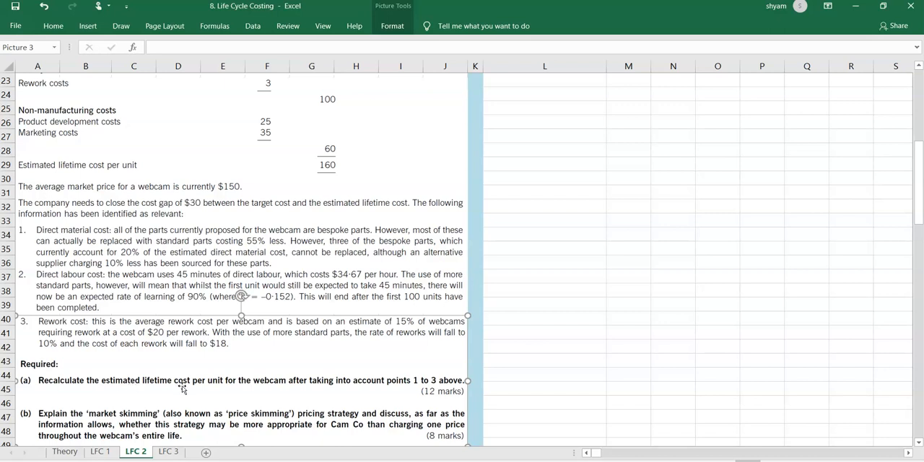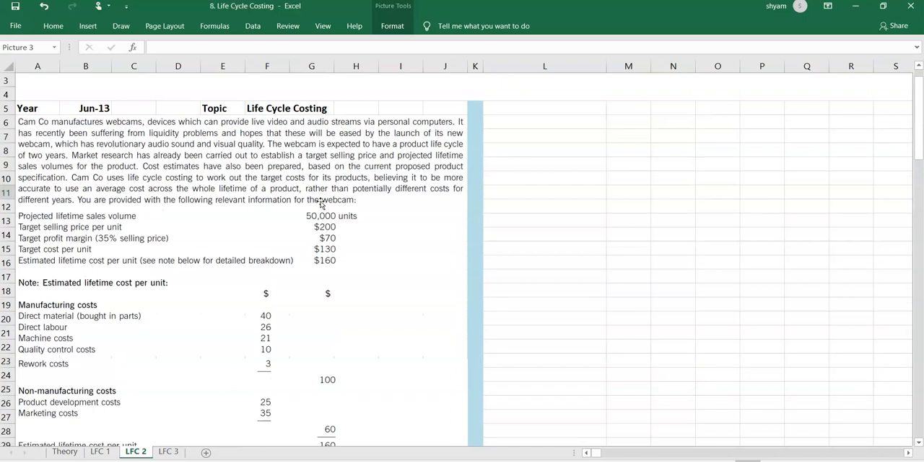Recalculate the estimated lifetime cost per unit for the webcam after taking account of points 1, 2, 3. Okay, so these 3 points you have to take into account. They have not taken that into account. So we have to revise what they have done.